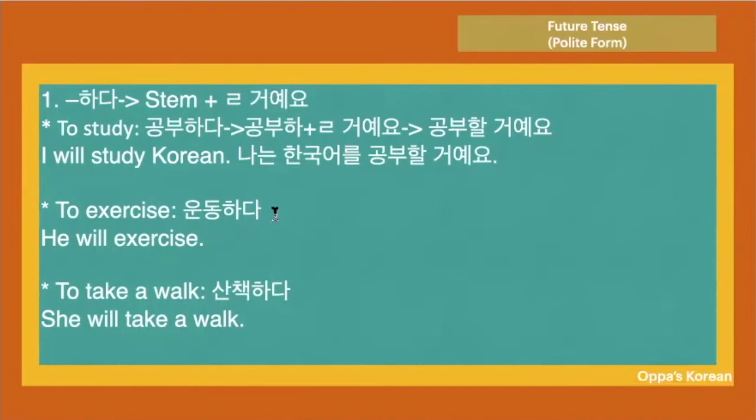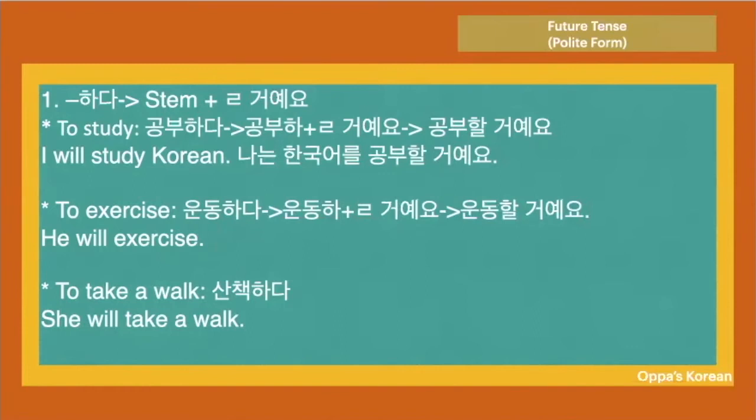Next verb, to exercise, 운동하다. So you find the stem first. You drop 다, then that's the stem, 운동하, plus the ending ㄹ 거예요. So it goes to 운동할 거예요.